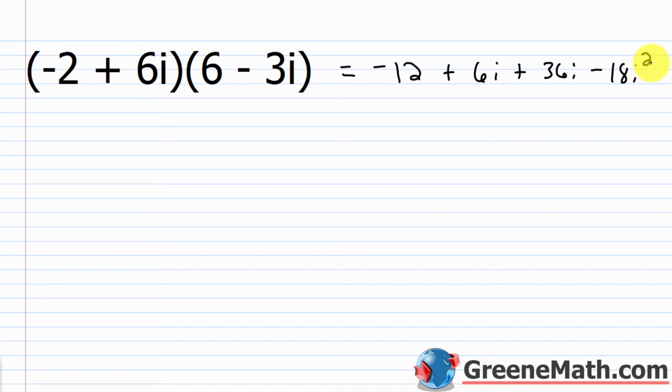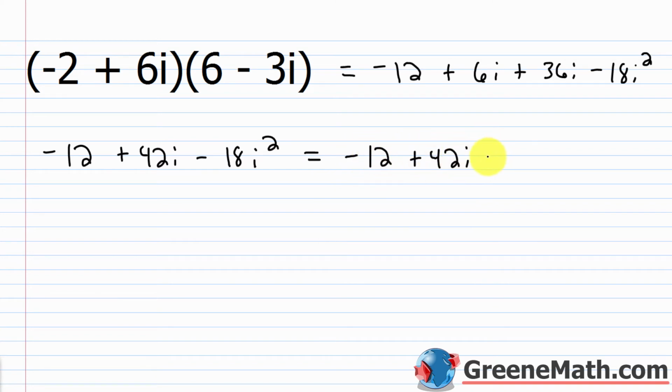So we have 6i and 36i, that can be combined. So we'll have negative 12. Again, 6 plus 36 would be 42, so plus 42i. And then minus 18i squared. So we're not done. We have negative 12 plus 42i. Here's the big thing.